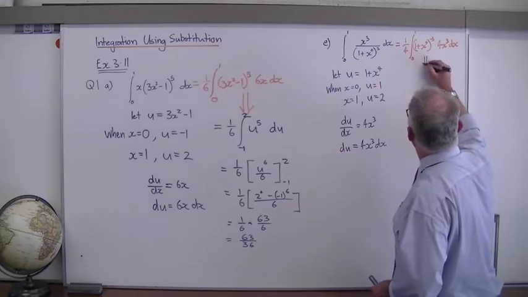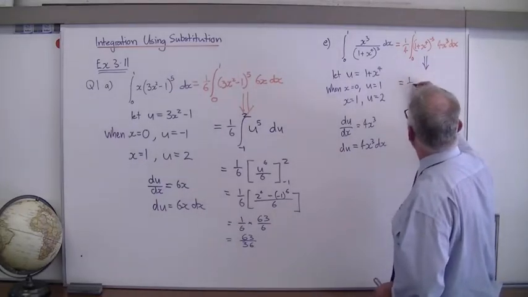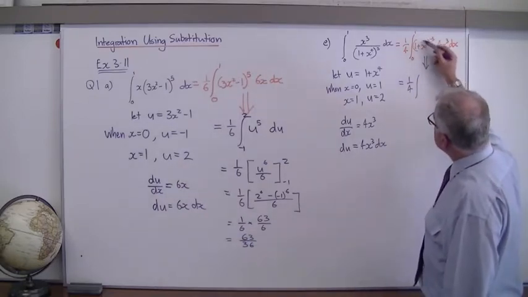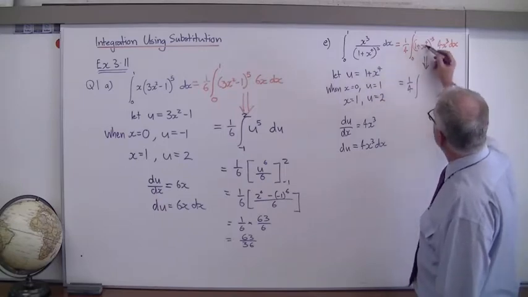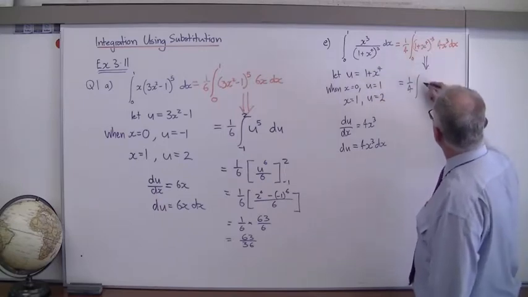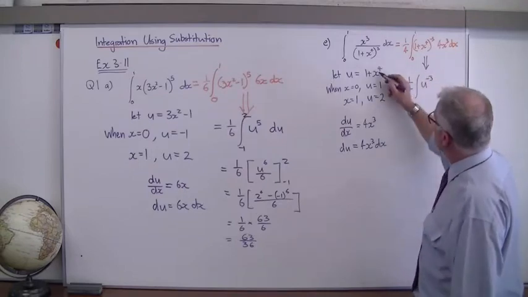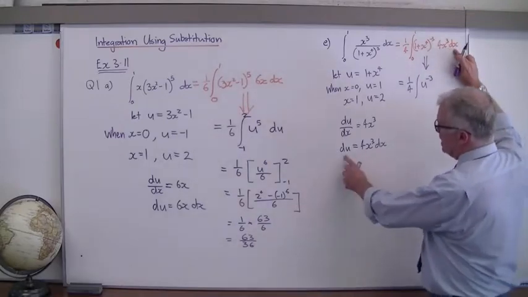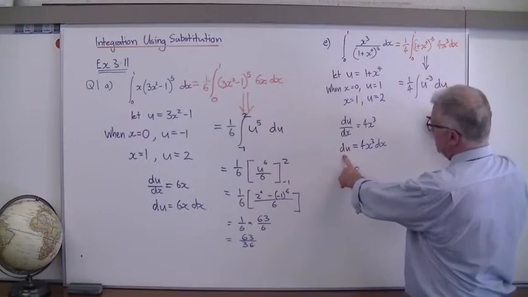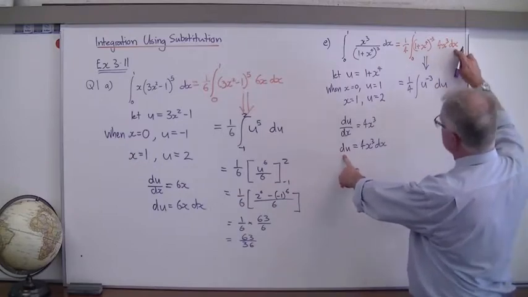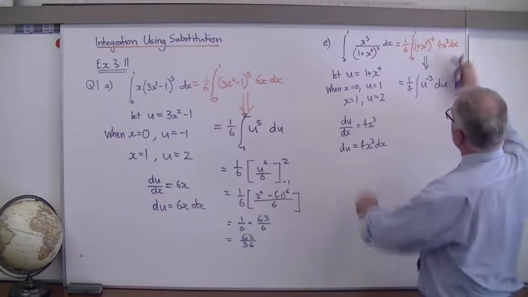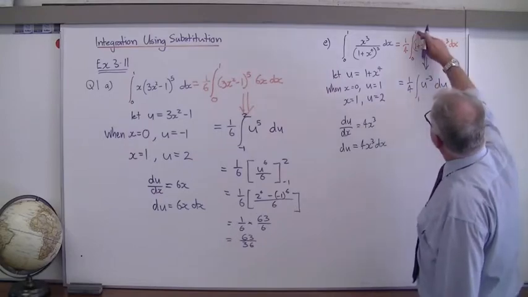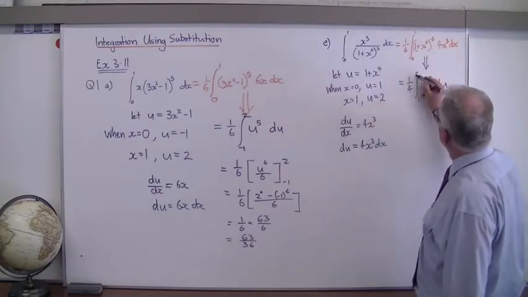And from here, we just put the pieces of the puzzle together. We have 1/4 outside of this bit here is what u is. That's 1 plus x to the power of 4. That's u. So we have u to the power of minus 3. 4x cubed dx is the same as du. And the limits, when x is 0, u will be 1. When x is 1, then u will be 2.